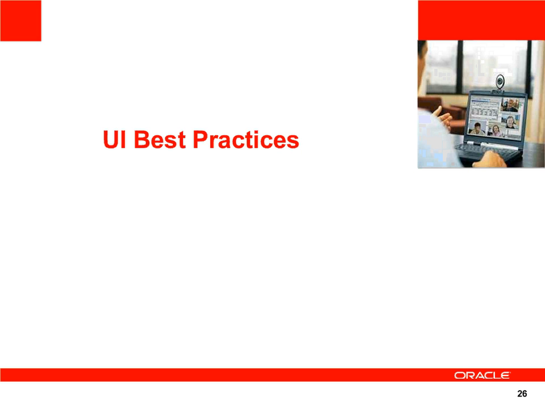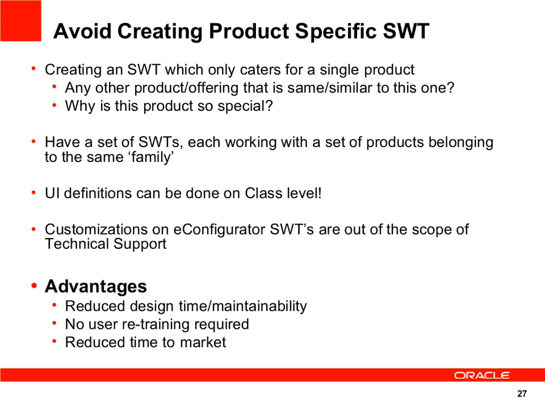Okay, that was about rules and cardinalities. Now let's go to the UI and about some best practices, how to design your user interface. First rule is avoid creating product-specific Siebel web templates, SWT. What does it mean?